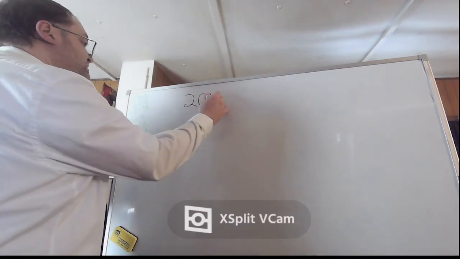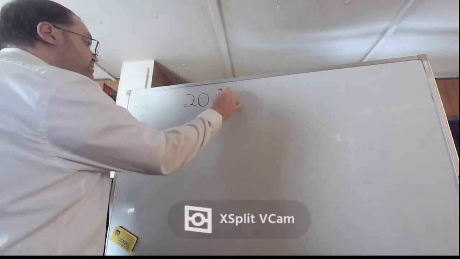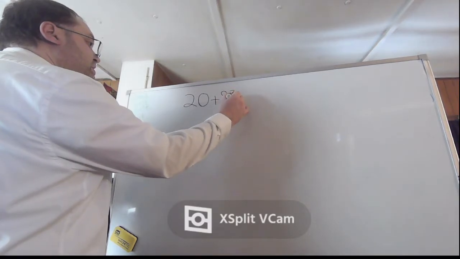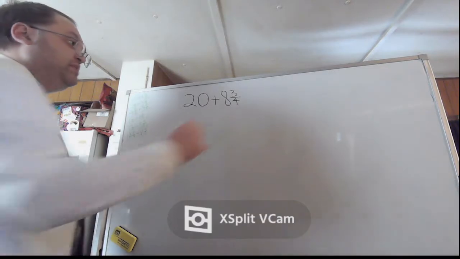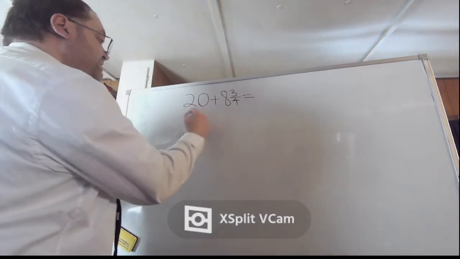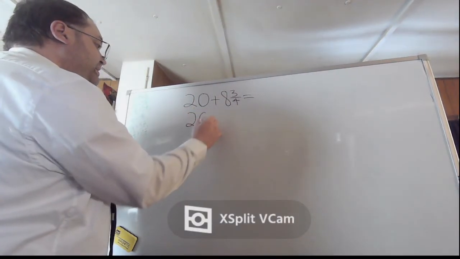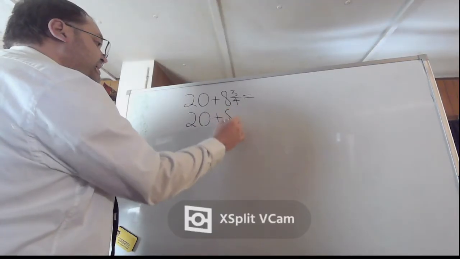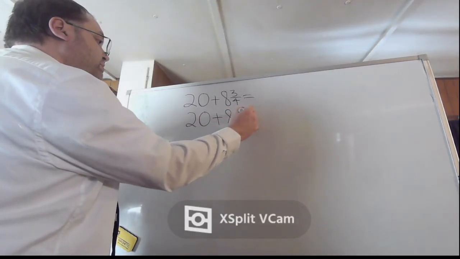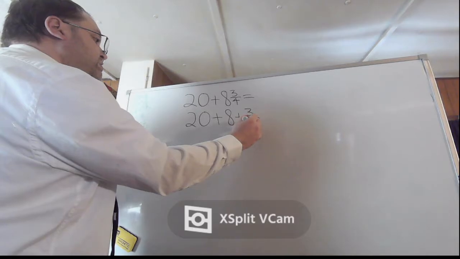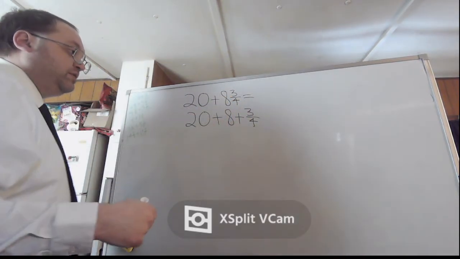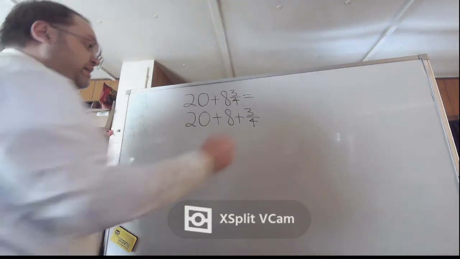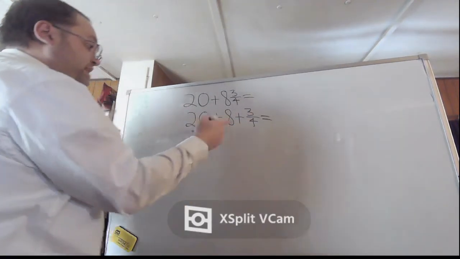So if I give you something like 20 plus 8 3/4, what you can do with that is you could separate these numbers. So you'll have 20 plus 8 plus 3/4. You could separate the whole number and the fraction from each other. And then you just simply add from left to right.